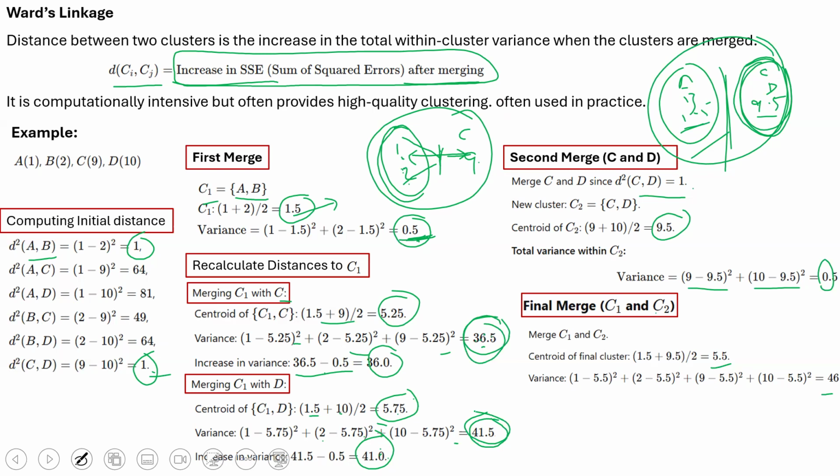So we talked about single linkage, complete linkage, average linkage, centroid linkage, and Ward's linkage. Ward's linkage is nothing but the increase in the sum of squared errors after merging. Okay, so this is how you calculated the increase in the distance between the two clusters. The distance between the cluster C1 and C is nothing but you calculated the centroid of both the clusters and then calculated the variance from that centroid and subtracted the variance of the cluster, which will give you the increase in the sum of squared errors.